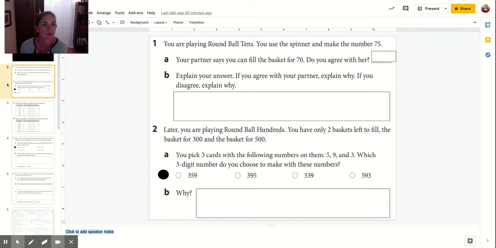So on slide 2, number 1, you're going to think to yourself, you're pretending that you're playing round ball tens. You use the spinner and make the number 75. Your partner says you can fill the basket for 70. Do you agree with her? You're going to answer yes or no in this box.